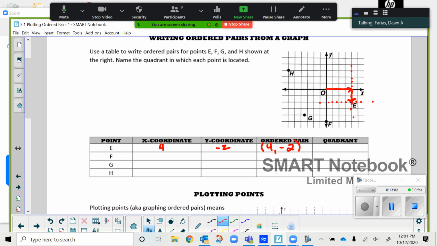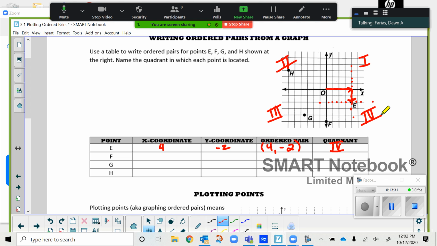And then what quadrant is E in? Anybody? Is it 1, 2, 3, or 4? Yes. Thank you. It's quadrant 4, and you want to use a Roman numeral just for the practice, because in textbooks, that's how you'll see it done. So that's quadrant 1, 2, 3, and 4.